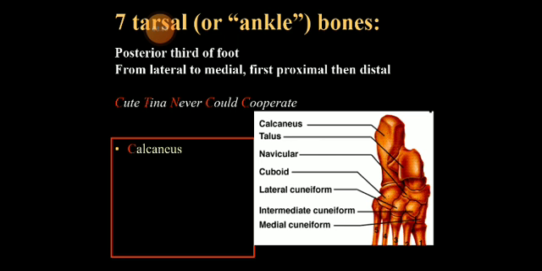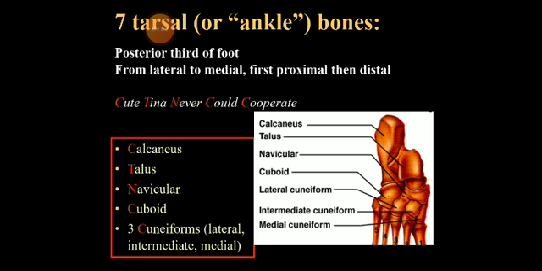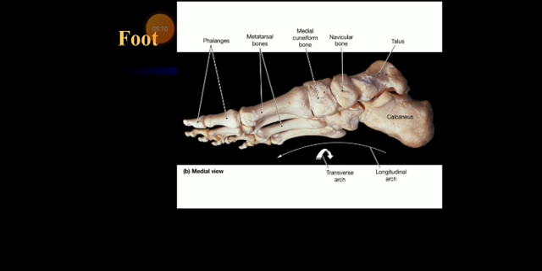In that we see the calcaneus, talus, navicular, cuboid, lateral cuneiform, intermediate cuneiform, and the medial cuneiform. As we see in the picture of the foot, it completely shows the earlier part I told. Along with that, we see the phalanges, after that the metatarsal bones, then the medial cuneiform bone, next the navicular bone, then the talus.